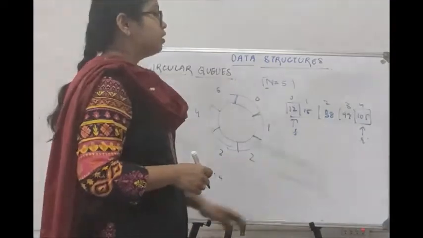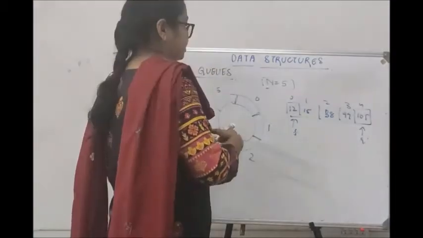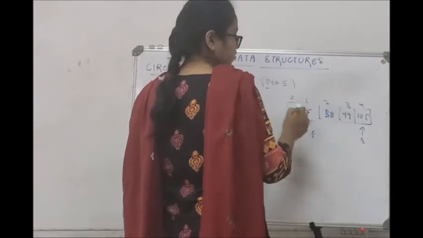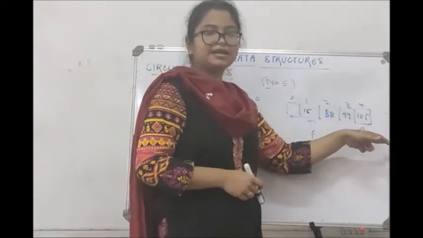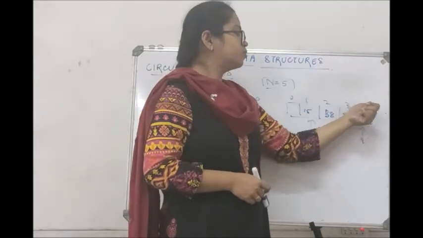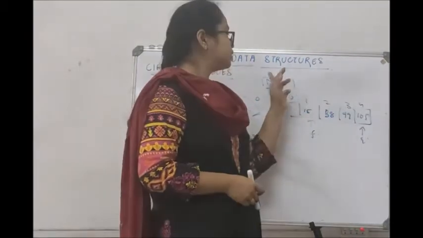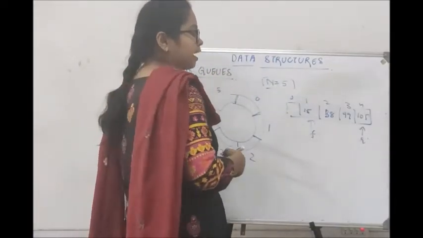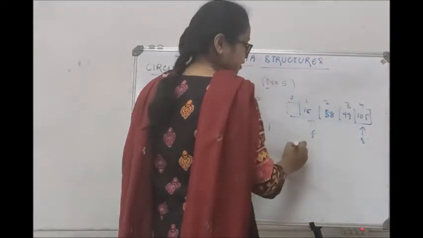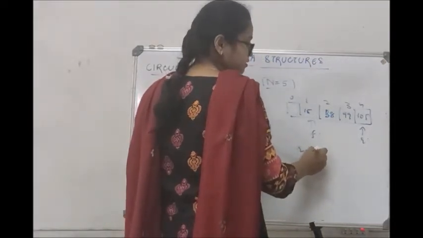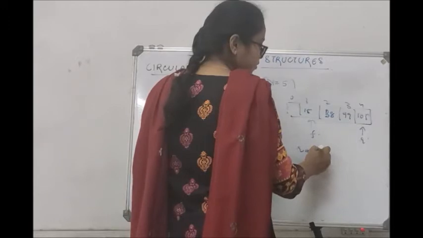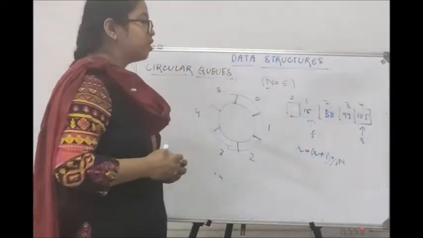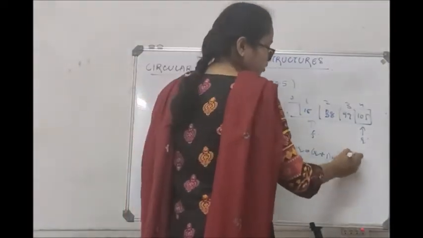Now we want to delete an element. I delete something, so front is pointing to here, right? Now in a normal queue, can we add an element? No, right? Because 4 plus 1 is 5. Rear plus 1 is n, so we cannot add. But in a circular queue we can add. How? Because the next value of R will be updated as R plus 1 mod n.